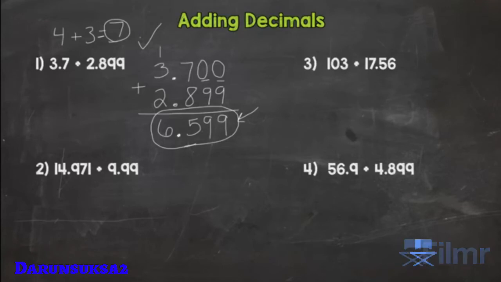Okay, so line up your decimals, use placeholder zeros, bring your decimals straight down, and just add. I'm going to show you one of the main mistakes over here to the left. This is not how you do it.